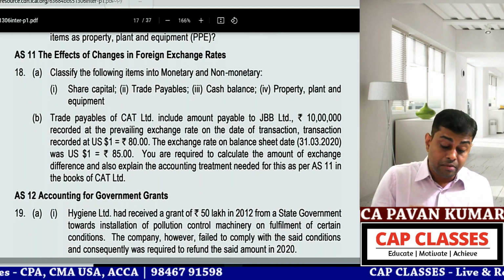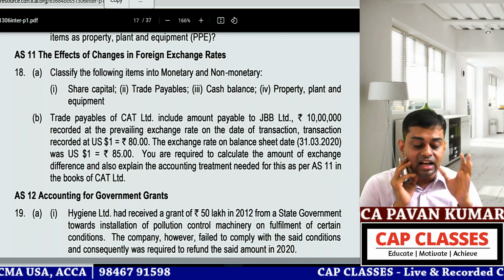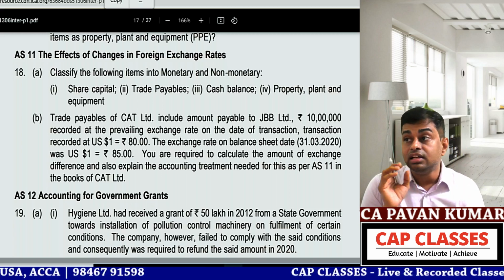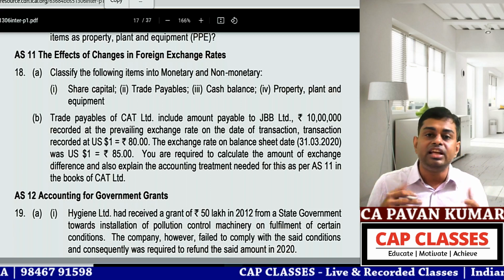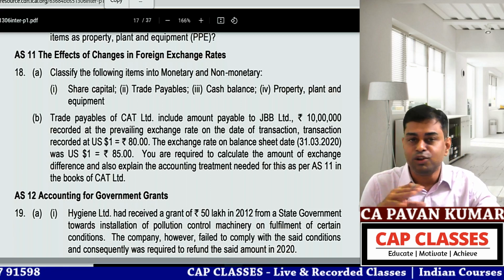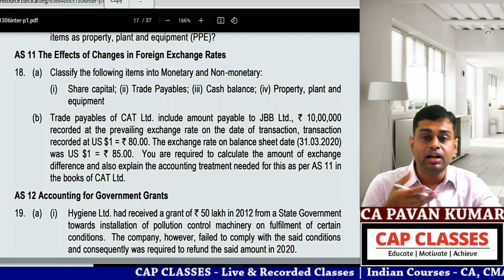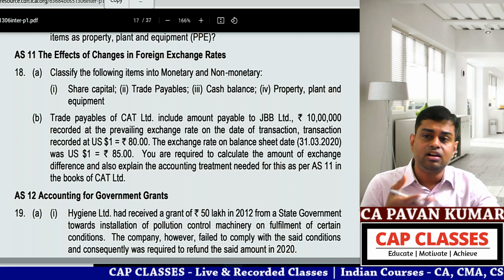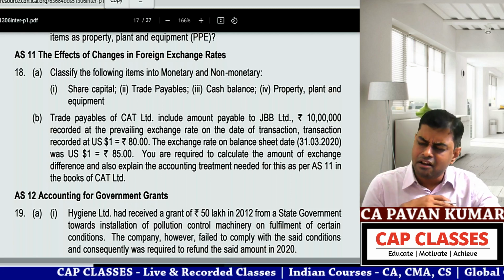Okay. Question number 18. One more bouncer. Accounting Standard 11, the effects of changes in foreign currency rates. The moment the standard title comes, half the students will be scared. But trust me, it is one of the easy standards, okay? You really need not worry. If you need conceptual clarity, I have already done Accounting Standard 11 in detail. 2 hours of lecture is there on the YouTube CA Cap Classes channel. You can watch. Conceptually, everything is covered there.